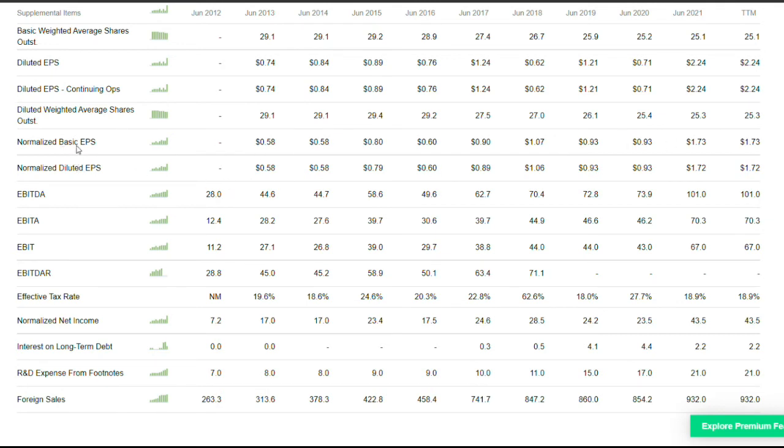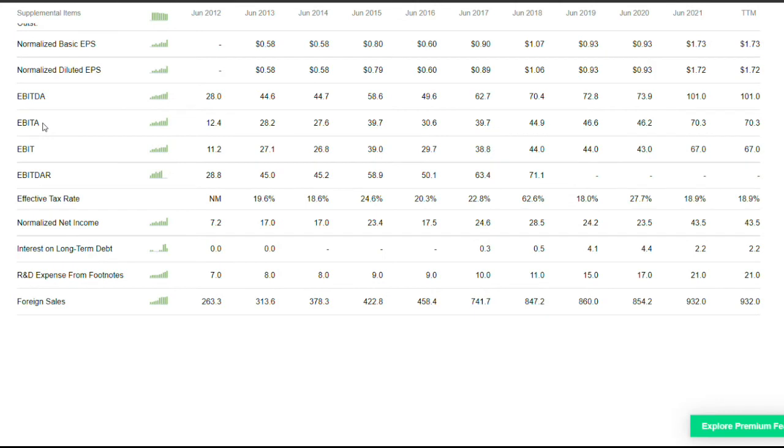And normalized basic earnings per share excludes the preferred dividends again, and normalized diluted earnings per share includes the preferred dividend shares again. EBITDA is earnings before interest, taxes, depreciation, and amortization. I really don't look at EBITDA because I don't think it gives the correct metric to look at. But that's what EBITDA is.